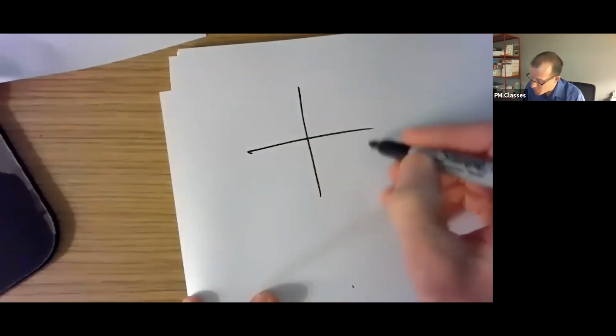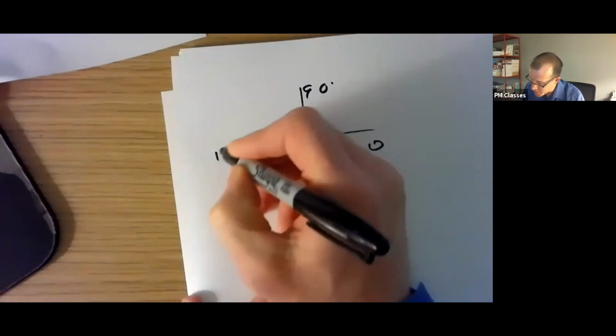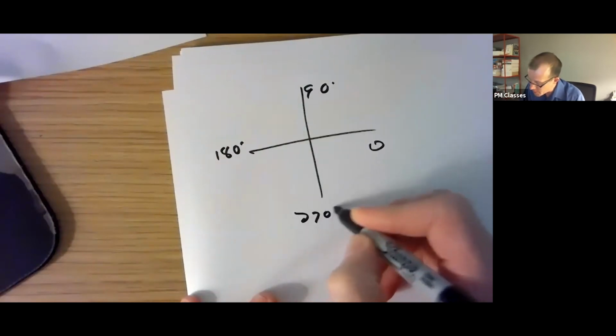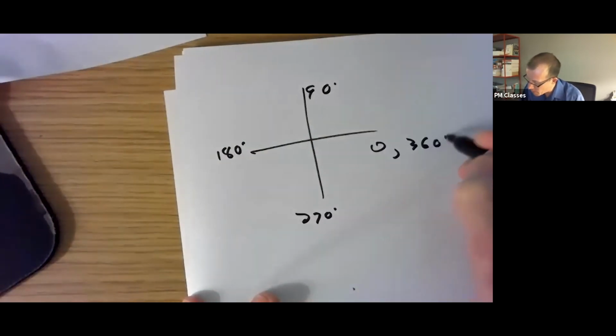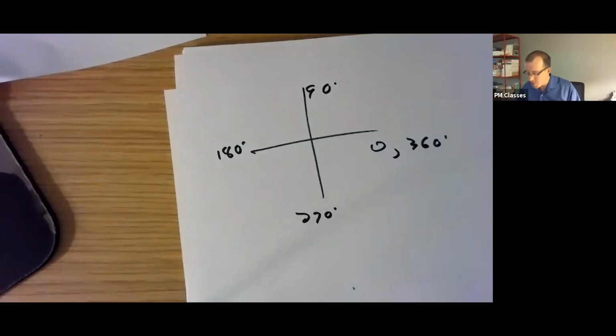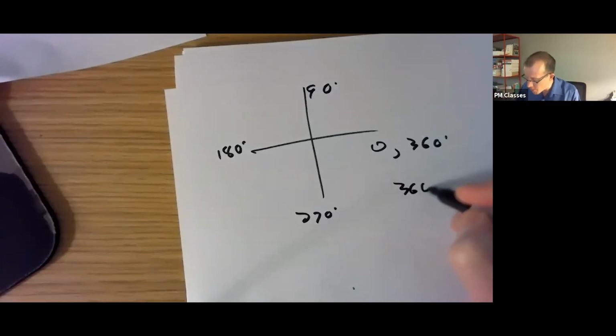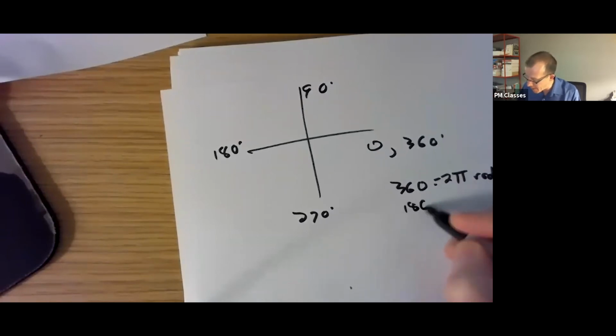So, 0 degrees, 90 degrees, 180 degrees, do we still care? Maybe, 270 degrees, 360. Or radians. What did we say a full revolution was? We said a full revolution was 2 pi radians, which means that half of that, the one that we used for our ratio, was pi radians.